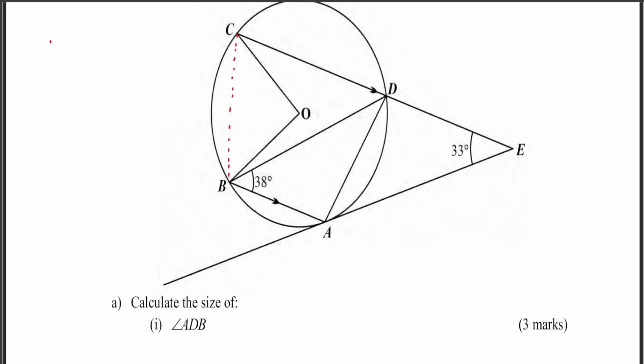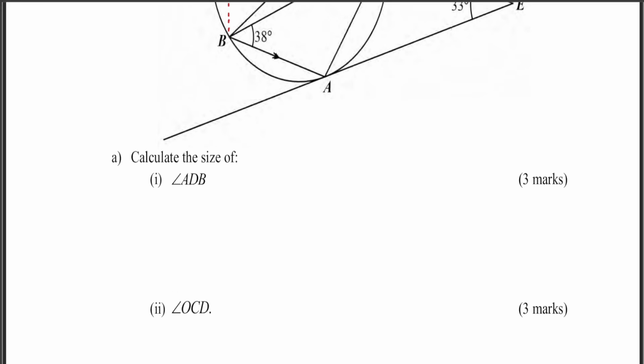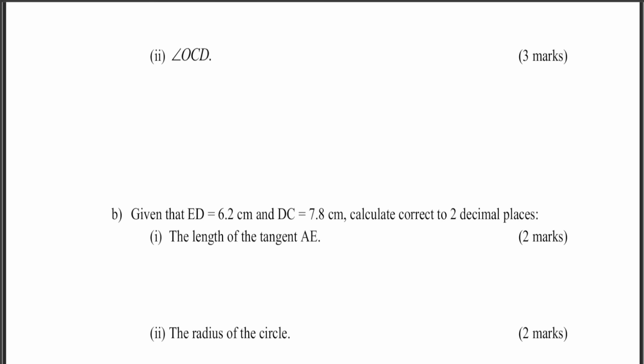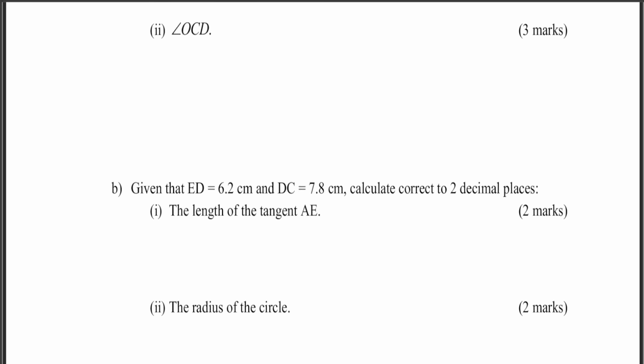Now the questions are: calculate the size of angle ADB. The other question is to calculate the angle OCD. And the other question is asking that given that ED is equal to 6.2 and DC equal to 6.8 centimeters, calculate, correct to two decimal places, the length of the tangent AE, and the radius of the circle, and that's all.